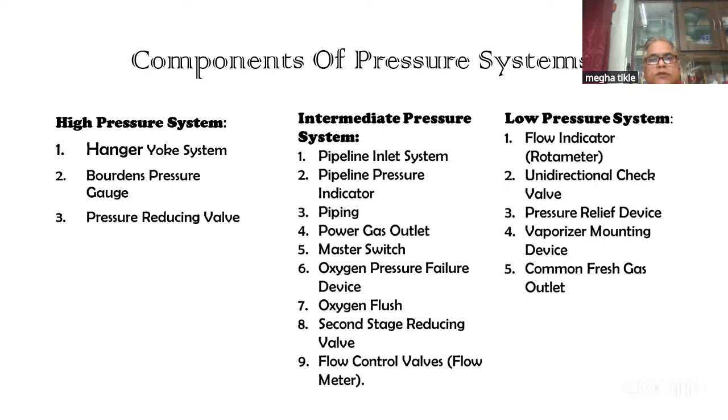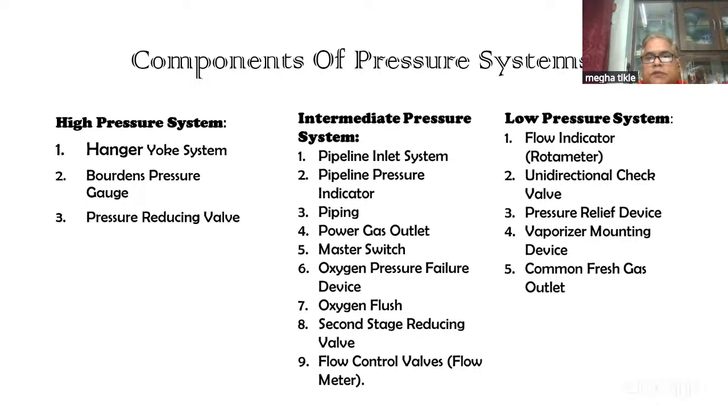The intermediate pressure system consists of your pipeline from the bulk source, the pipeline inlet system, pressure indicators, the piping, the wall-mounted gas outlet, master switch, oxygen failure devices, oxygen flush, and the second stage reducing valve. All of these are inside the machine and we cannot see them from outside. Most of them are inside the machine, and in newer anesthesia workstations, we cannot open them because of company policy. Otherwise, in older Boyle machines, we could see those pipes and look at the basic anatomical diagram of the machine.